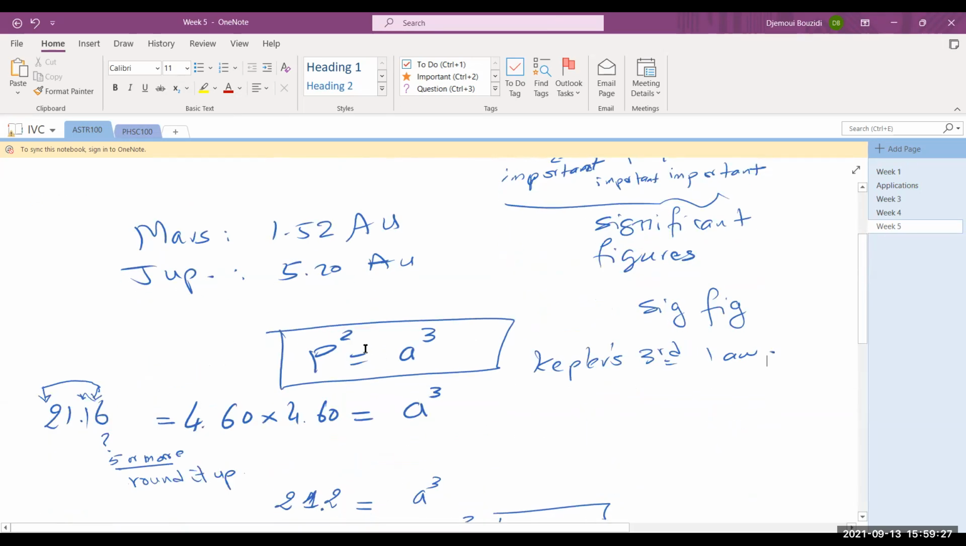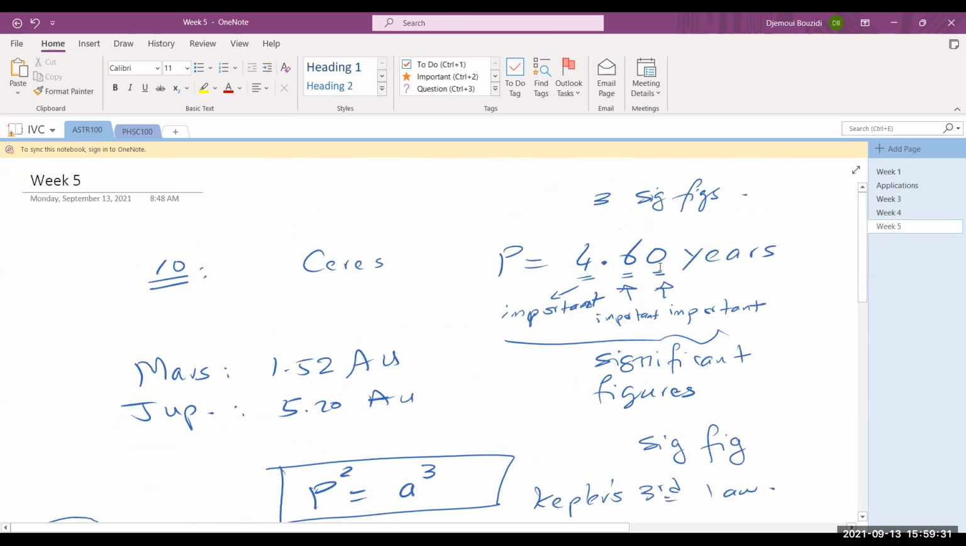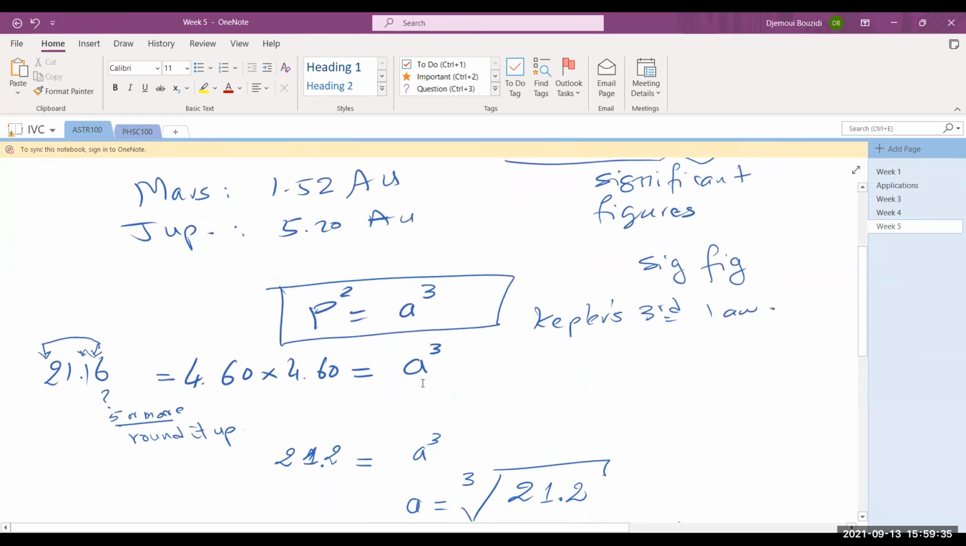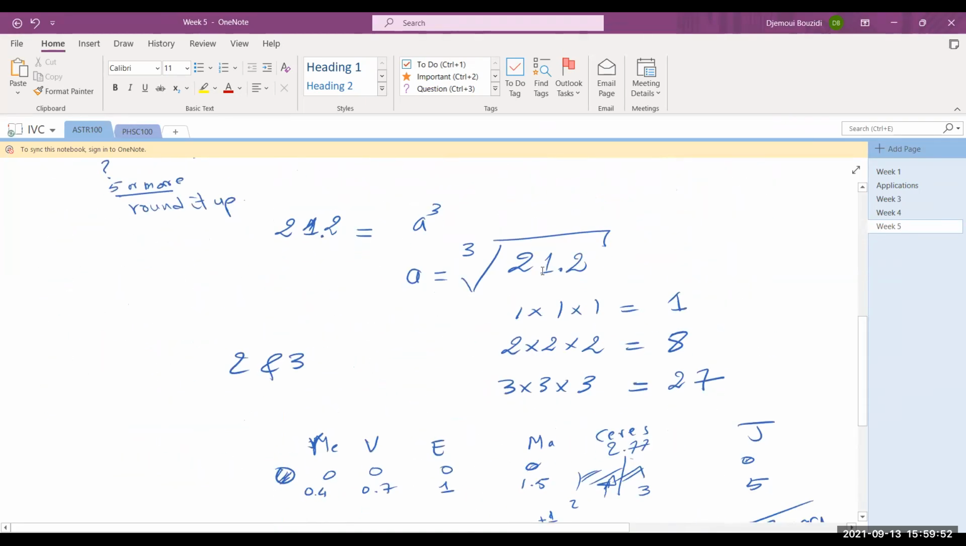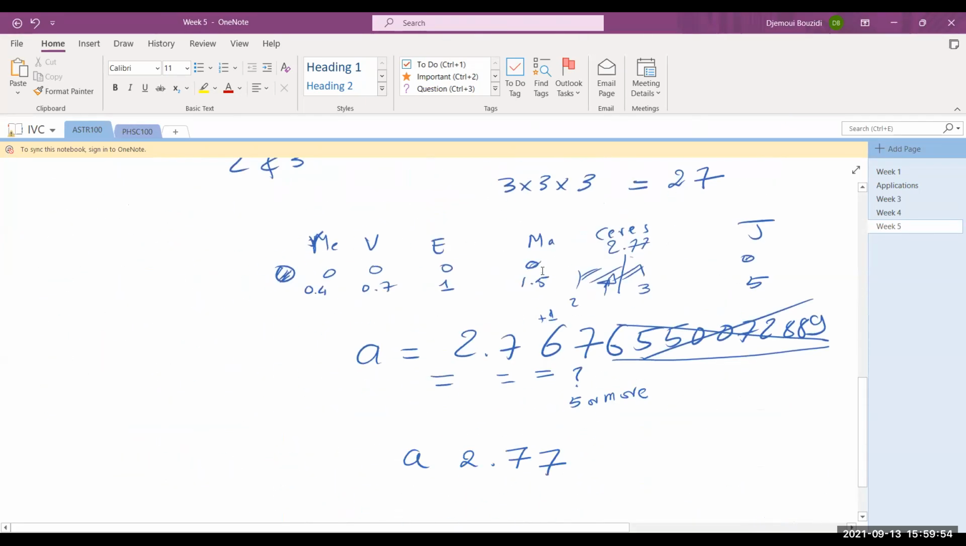But the only thing I did is actually use this one. I squared the period, since they gave me the period of 4.6 years, and then I took the cubic root. That's all I did. All of these other things in here, you don't really have to do. But it gives you an idea of where the answer needs to be. So sometimes it's a good idea to do this, but you don't have to. You can just plug the number into the calculator and you're done with it.